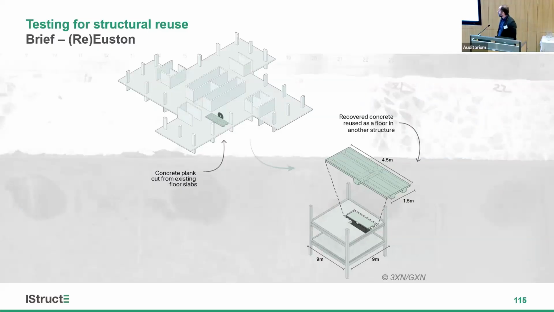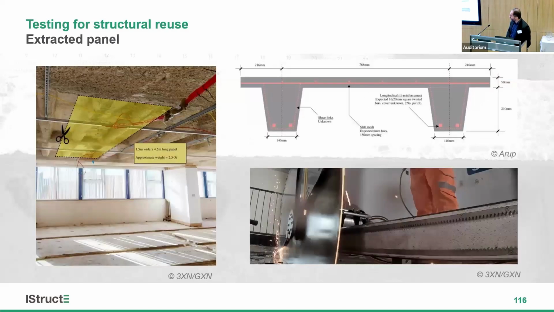So what we were tasked with was to test a concrete plank extracted from a ribbed slab. This was extracted from the first floor of the building, and then this would supposedly be used in a steel frame building, where it seems that these two materials or components marry best together. So we would use this plank as a replacement of a hollow core plank with minimum carbon. This is what we received.